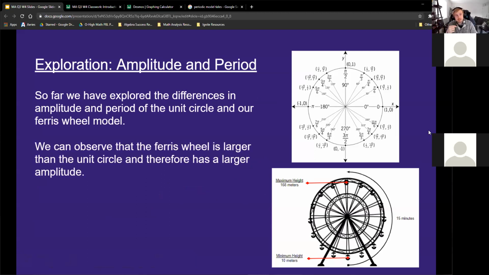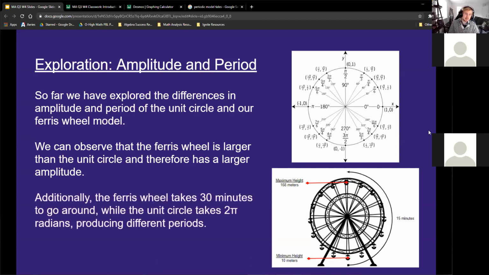So we observe that the Ferris wheel is larger than the unit circle, and therefore it must have a larger amplitude, right? And additionally, the Ferris wheel takes 30 minutes to go around, while the unit circle takes 2 pi radians. So therefore they have different periods. So these are just observations we can make based on looking at the two models, right, guys?